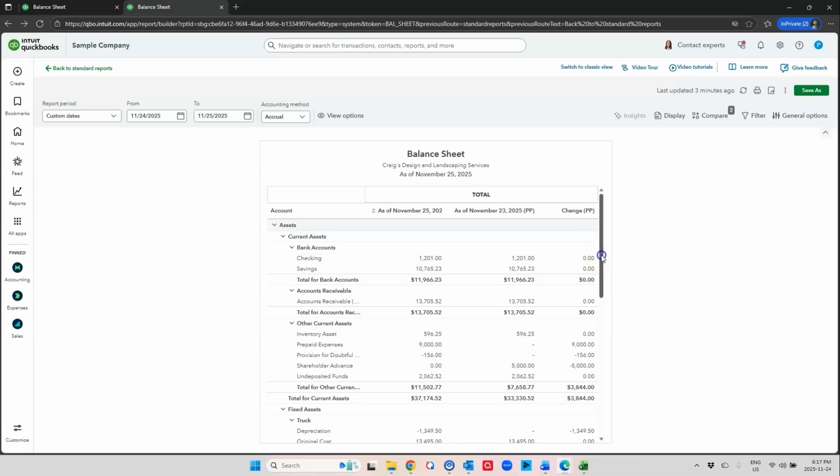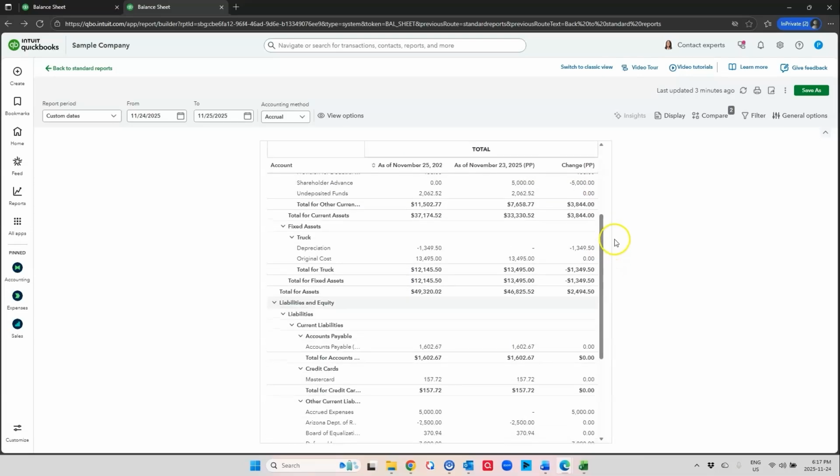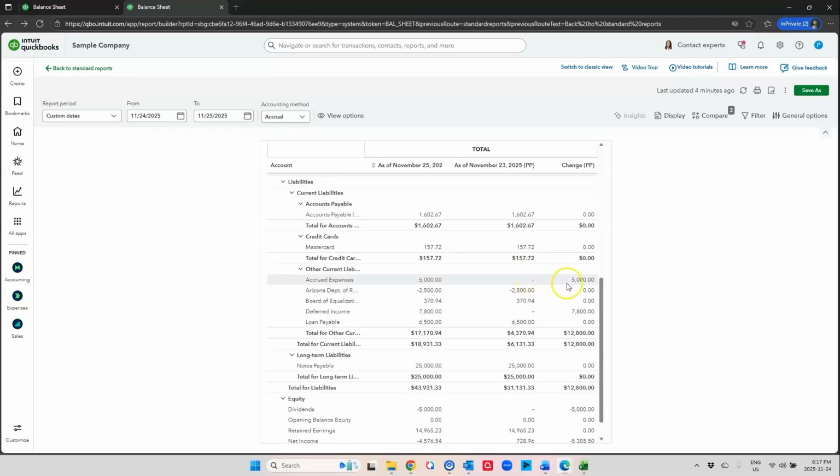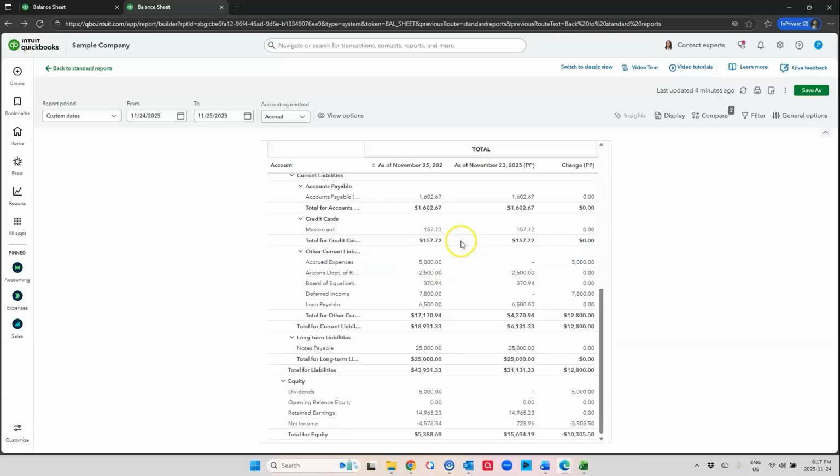Now here's another interesting display. The depreciation amortization against our truck shows up here. So if we have a look now, the value of our truck is $12,145.50, and that recognizes that we're using up the value of our truck over time. Scroll down a little more. Accrued expenses $5,000. You might recall that was an adjustment for the accounting fees. That's showing up here as a liability, and that credit has increased it.